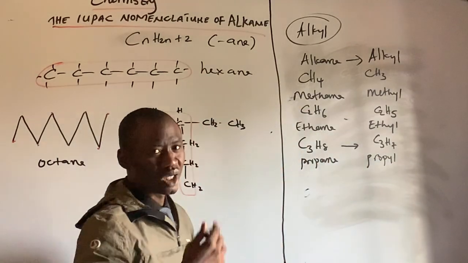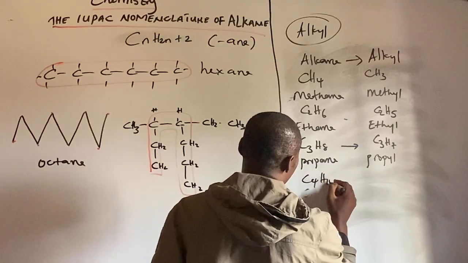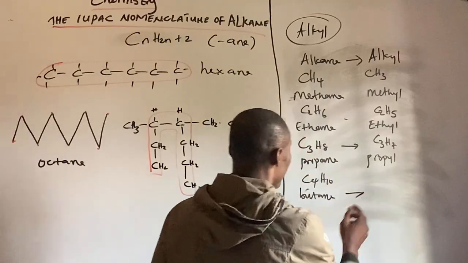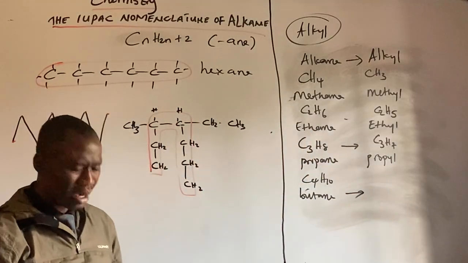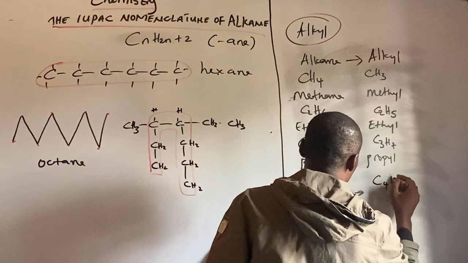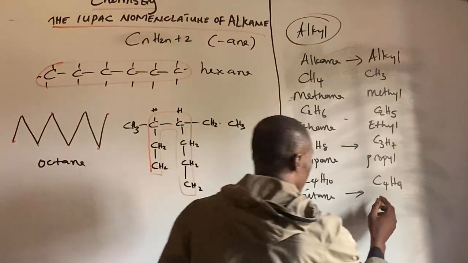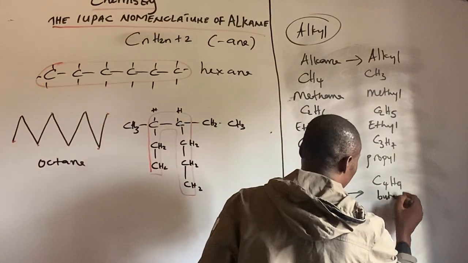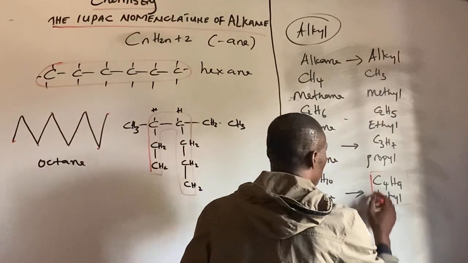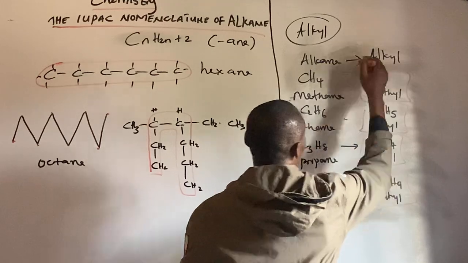Now, finally, you can do this for more and more of those. We have C4H10, this is butane. And then, if the butane has lost one hydrogen, it becomes C4H9. This will change from butane to butyl. Now, having understood this, all these are called substituents.